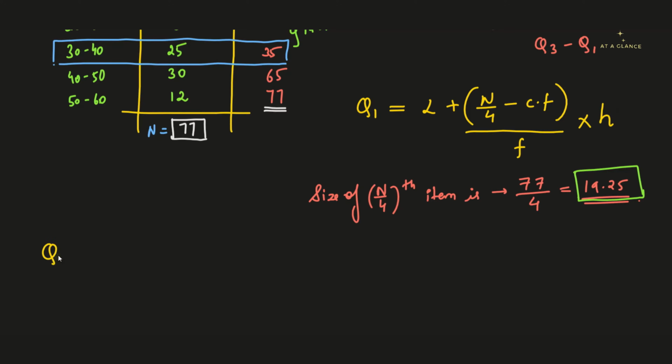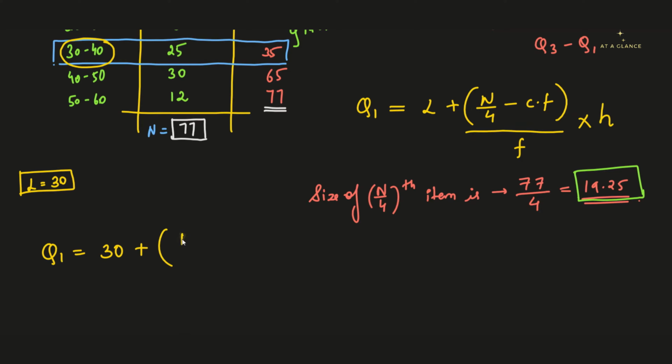So let's write Q1 equals to, now what is L? L is the lowest number in the chosen interval. Now over here you can see our chosen interval is 30 to 40. So what is the least value in this? It is 30. So L will be 30 in our case for finding out Q1. Let's write 30 in place of L plus. Now we already have calculated the value of N by 4, that is 77 by 4, which is 19.25.